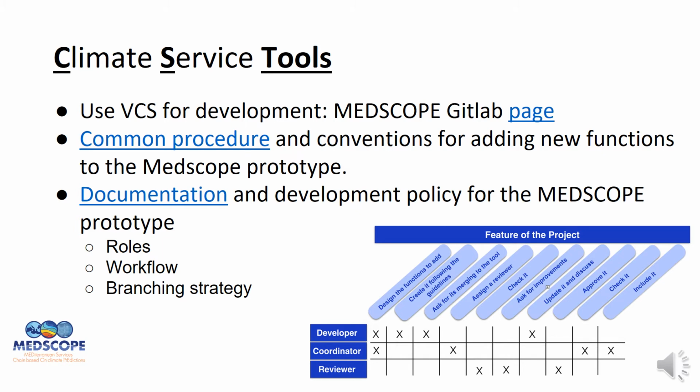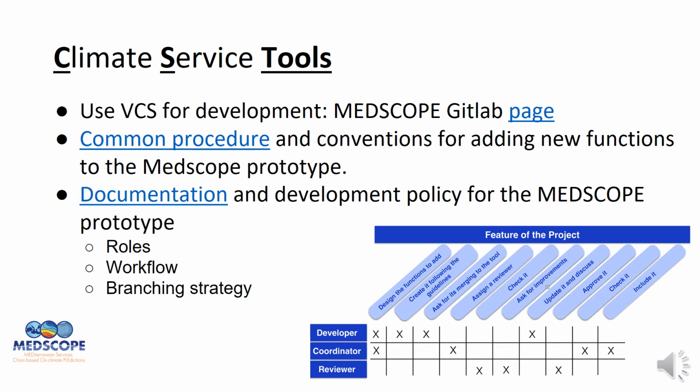We also put together a common procedure to be followed by everyone to decide which function should go in the package and which one shouldn't, and how they should be defined. We also put together some documentation and development policy that people had to follow. They explained the workflow that had to be followed to integrate the different tools in the package and the roles of the different people involved in the development, whether it be the developers, the coordinator, and the reviewers.